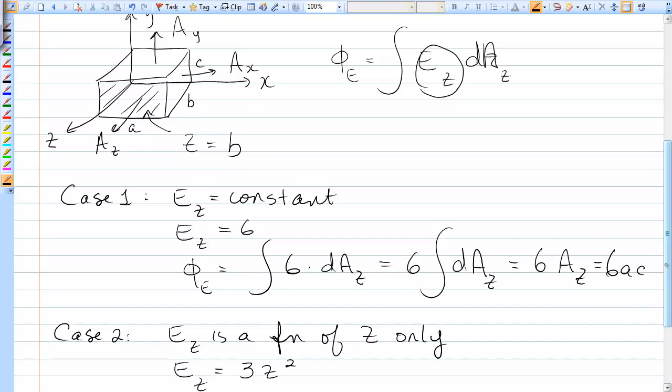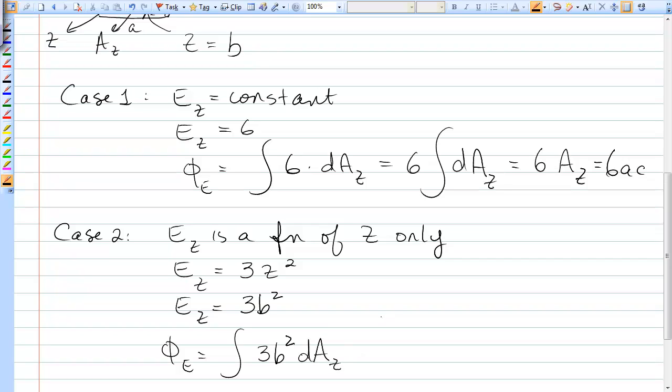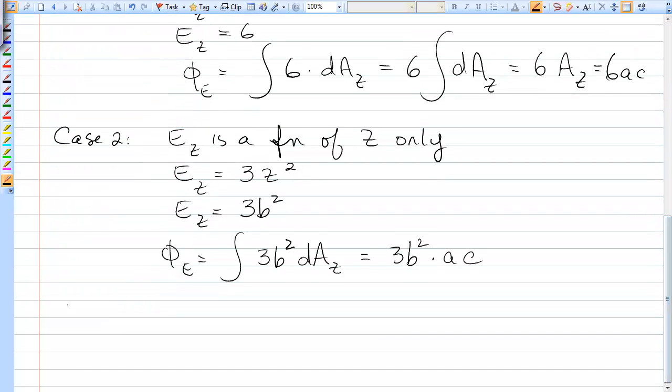So, in fact, even if z appears in the formula for Ez, it is really a constant, because Ez would be 3b squared, which is a constant. So once again, we don't actually have to integrate. We put in 3b squared times dAz, and we get again 3b squared times the area of Az, which is a times c. So once again, we didn't have to integrate.